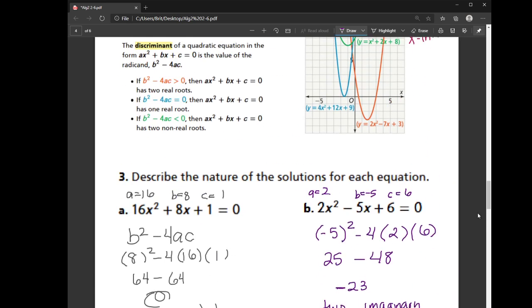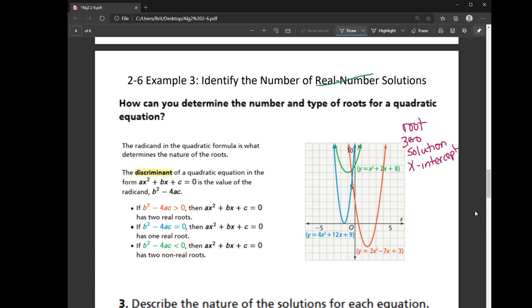So there you have it. That is how to determine the number and type of solutions to a quadratic.